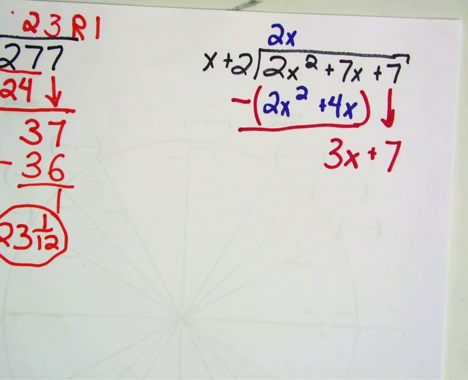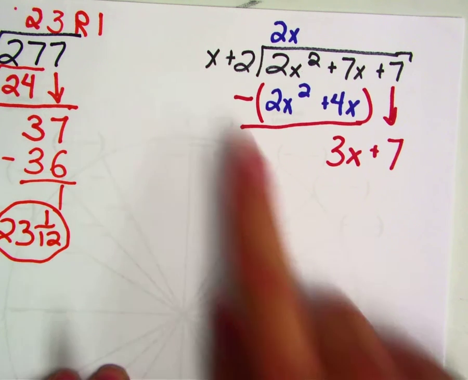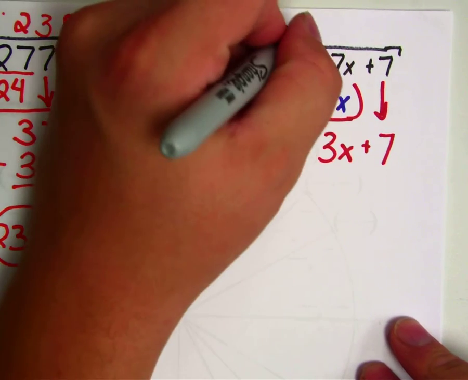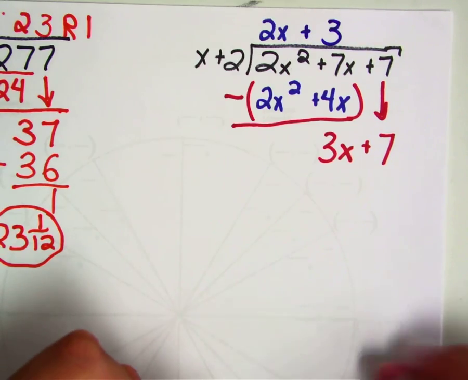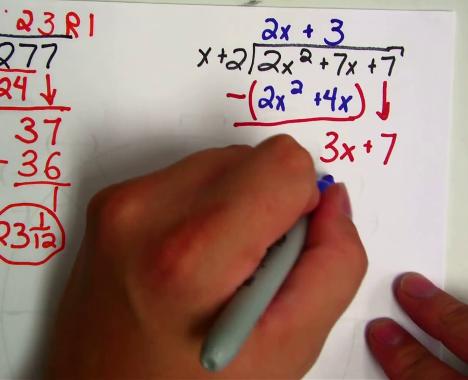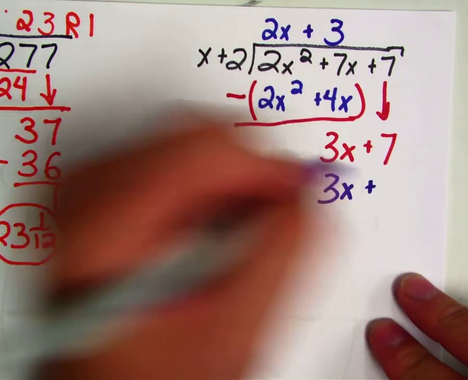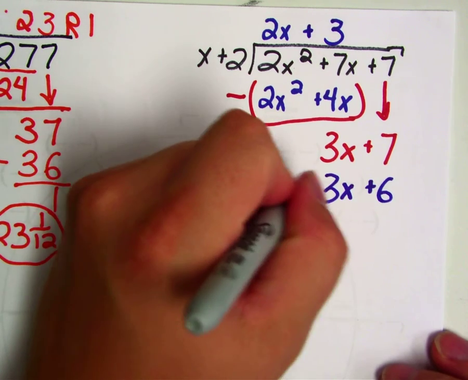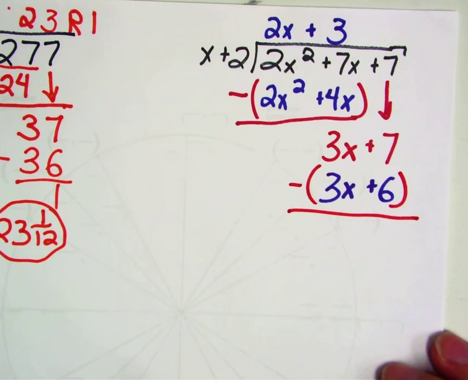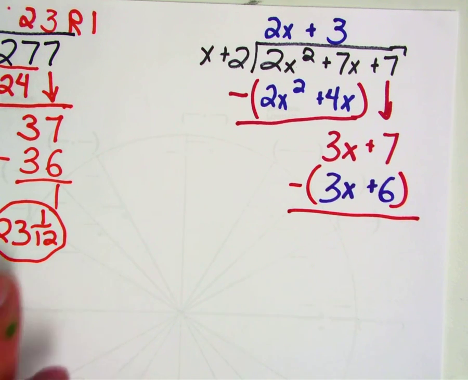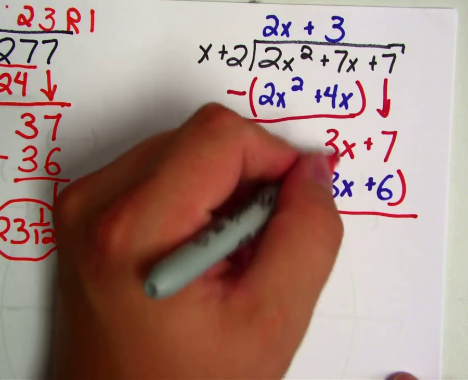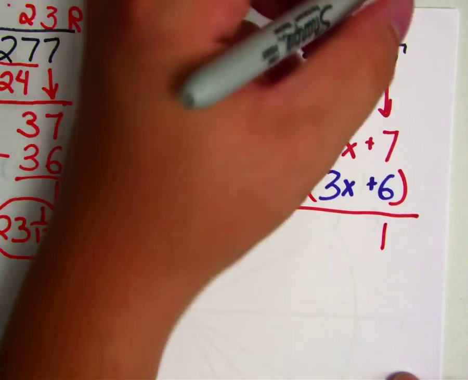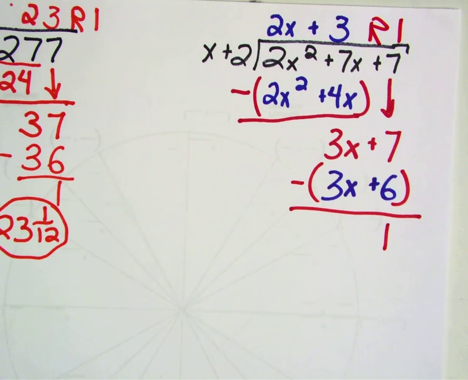On the polynomial side, we're going to do the same thing. How many times does x go into 3x? Or in other words, what do I have to multiply x by to make it 3x? In this case, it's going to be a positive 3. We'll multiply 3 times x plus 2, and that's going to be 3x plus 6. Again, we'll subtract, and you'll notice we're getting the exact same numbers. Polynomial long division is the exact same thing as long division with numbers. When we subtract, 3x minus 3x is 0, and 7 minus 6 is 1. Just like in the other one, we have a remainder of 1.